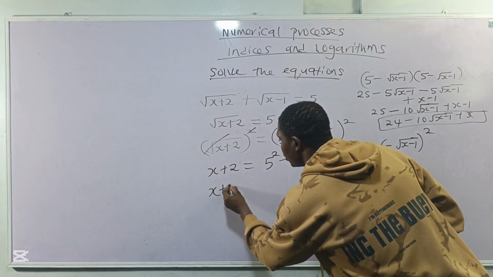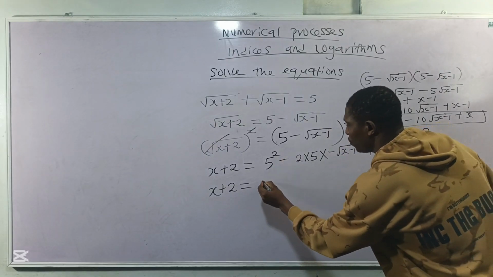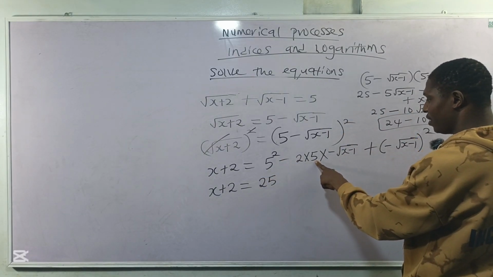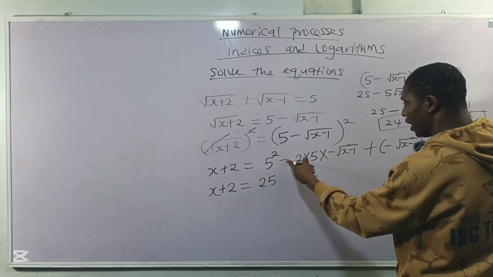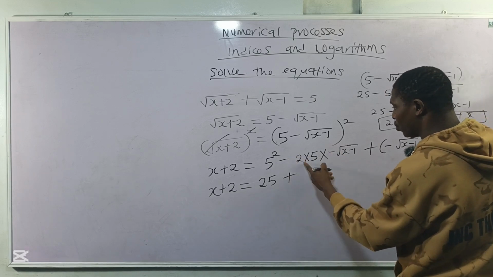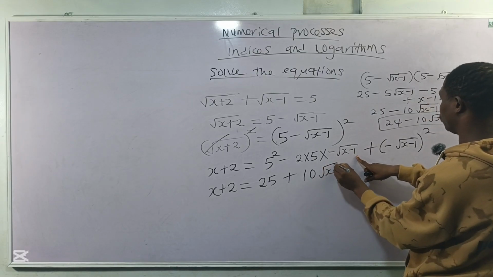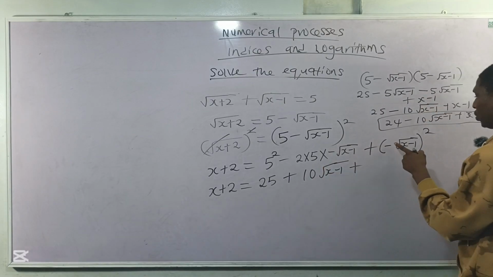So I have x plus 2. 5 squared is what? 25. Minus 2 times 5 will give me minus 10. And minus minus is plus. So I have plus 2 times 5 will give me what? 10 root x minus 1. And I have my plus.